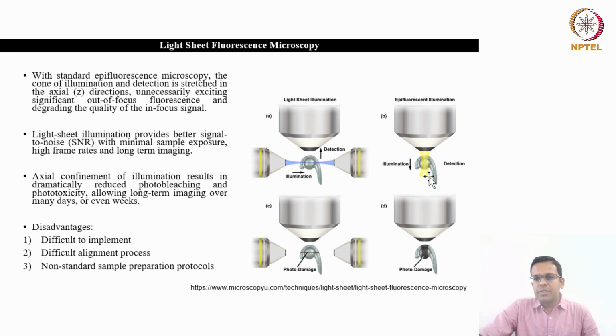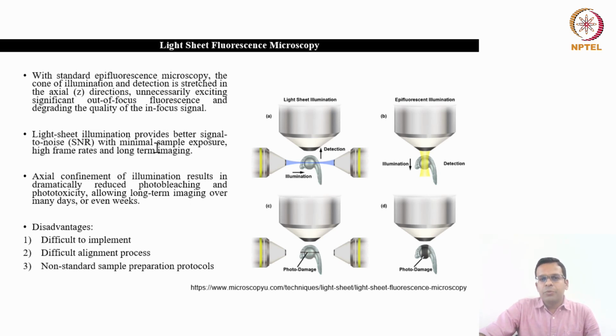You see in the epifluorescence illumination, the entire specimen is illuminated, whereas in light sheet illumination, a thin sheet of light passes through the specimen. If you see the photo damage here, only a thin sheet of photo damage you can see, whereas under the epifluorescence illumination, almost 50% of the sample is photo bleached or photo damaged. Okay, so using this light sheet, you can reduce the photo bleaching and phototoxicity.